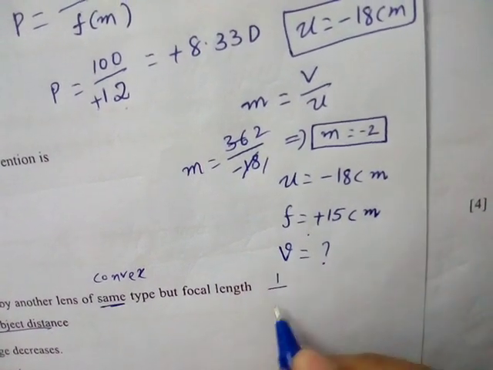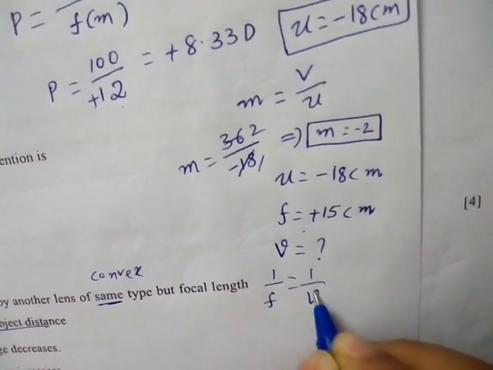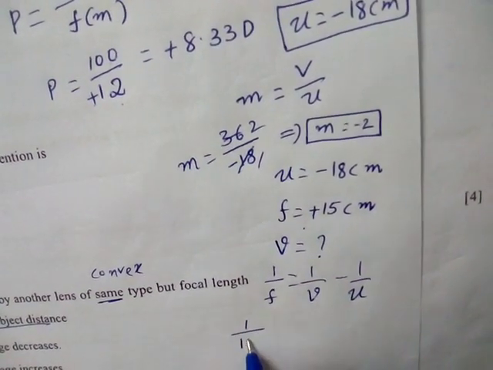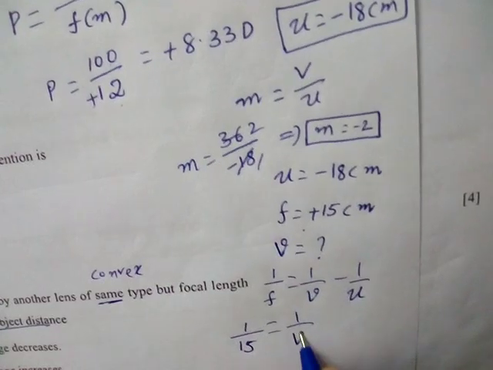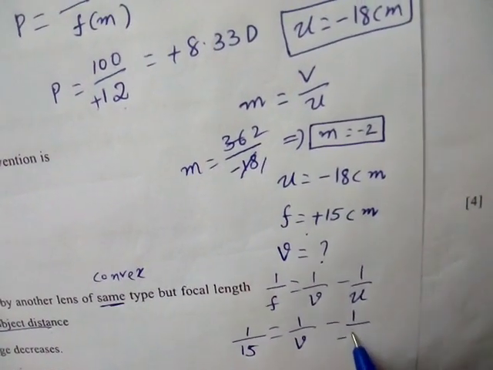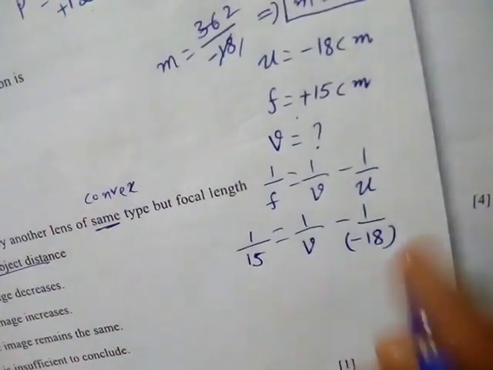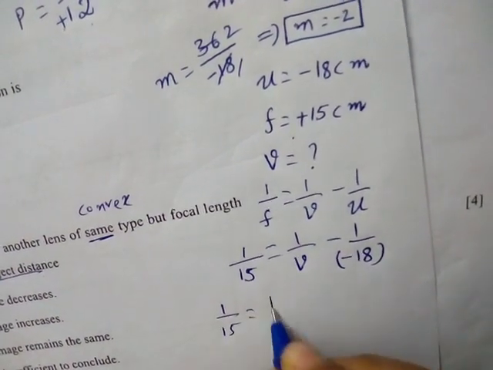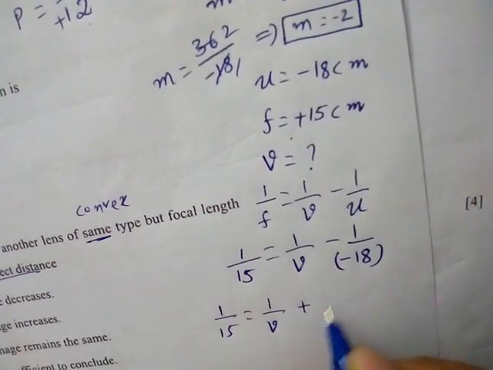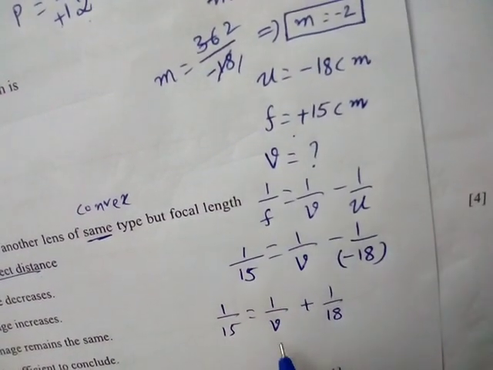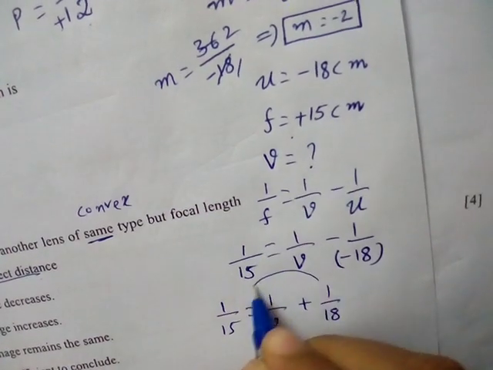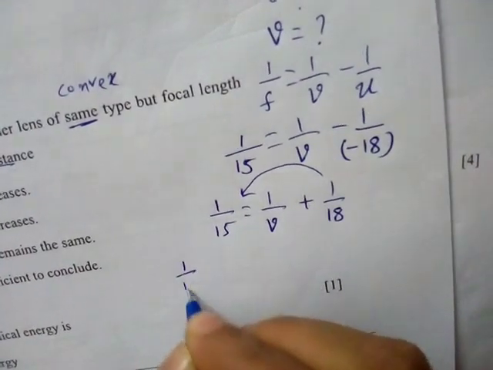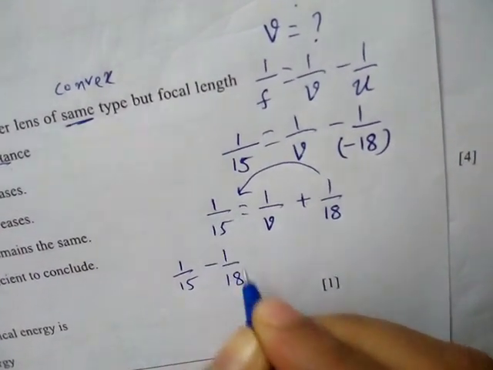So the same formula, 1 by f is equal to 1 by v minus 1 by u. 1 by f is equal to +15, is equal to 1 by v minus u, where u is equal to -18. Now you have minus into minus, so 1 by 15 is equal to 1 by v, minus into minus plus 1 by 18. Now this 1 by 18 you send this side, so it is in plus, it will become minus. So 1 by 15 minus 1 by 18 is equal to 1 by v.